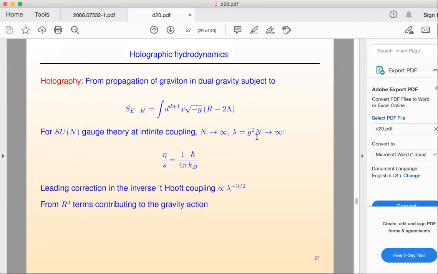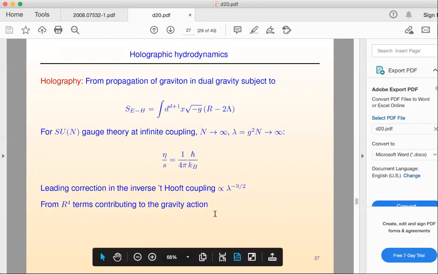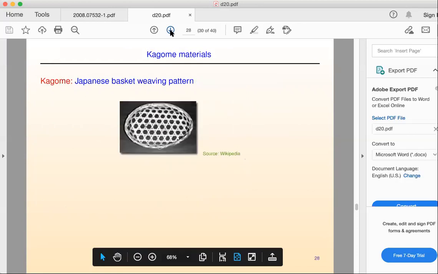But if you want to compare to anything in condensed matter physics, then what we need is to look at finite corrections to this result in the inverse 't Hooft coupling. So it will be an expansion about the strong coupling fixed point. We can't do anything about the large N limit because we stay in the supergravity approximation to AdS/CFT, but we can look at what happens with corrections in 1/lambda. This is equivalent to adding higher order curvature terms to this action. I will come back to that.